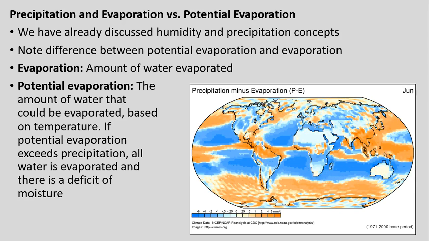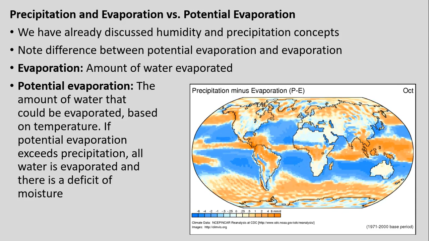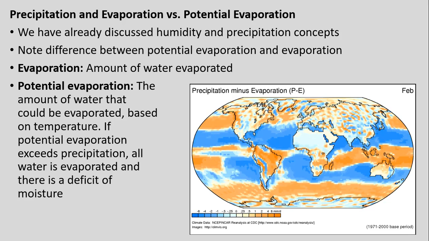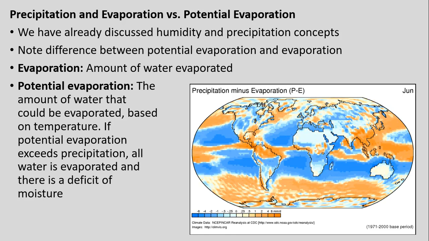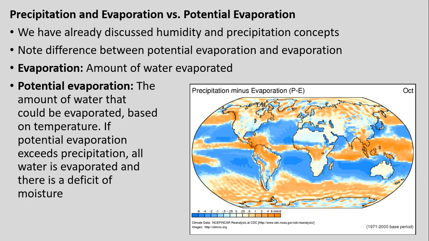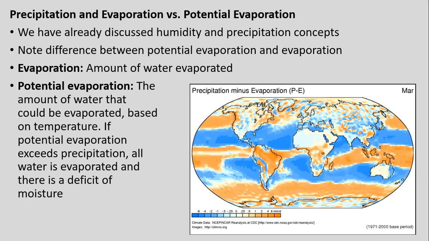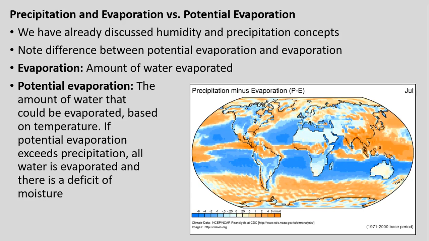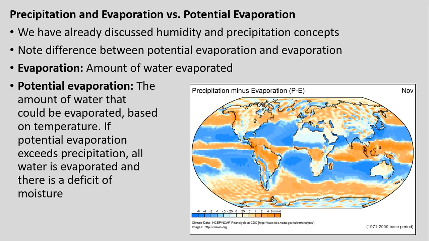As the temperature goes down, we have a lower potential of evaporation in terms of the amount of water per rate of time that would be evaporated. And so the idea here is that if our potential evaporation exceeds the amount of precipitation that's occurring, again, as we're going to be looking at over these average months of a year for any location, all the water that we would get in the form of precipitation is also going to be evaporated or lost in some way.